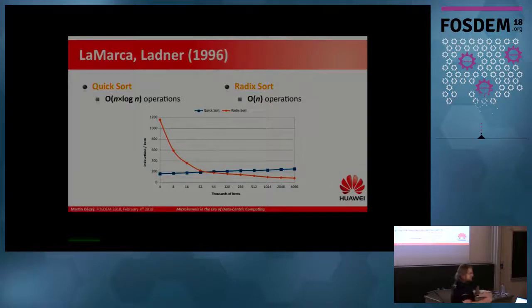but has a lower number of instructions per item. But then, of course, the radix sort wins because it's a linear algorithm. So nothing so surprising. That's what you expect from the theoretical computational complexity.